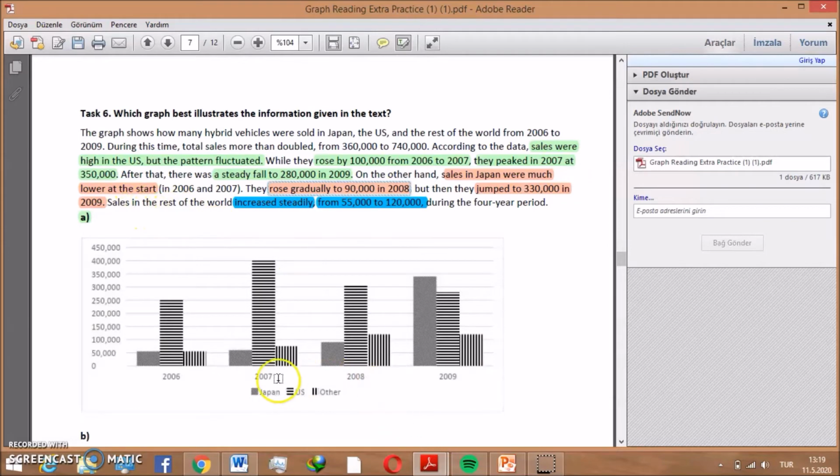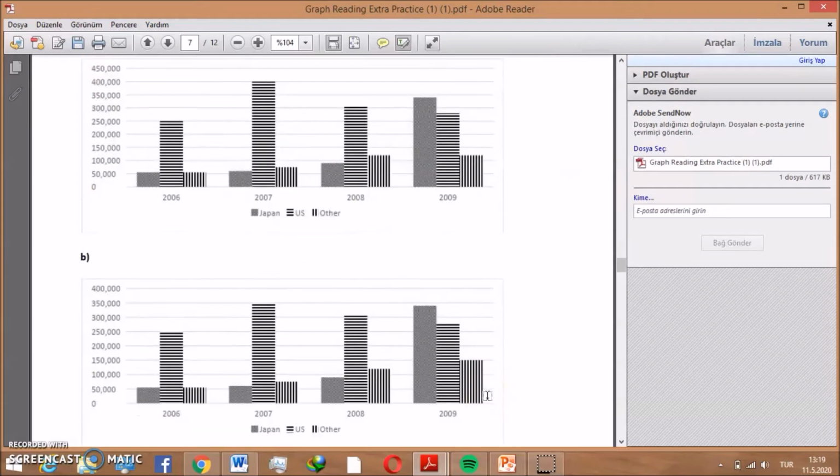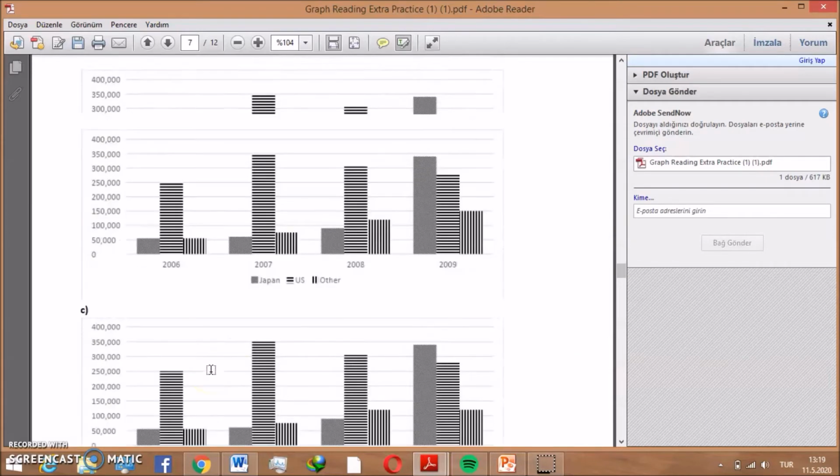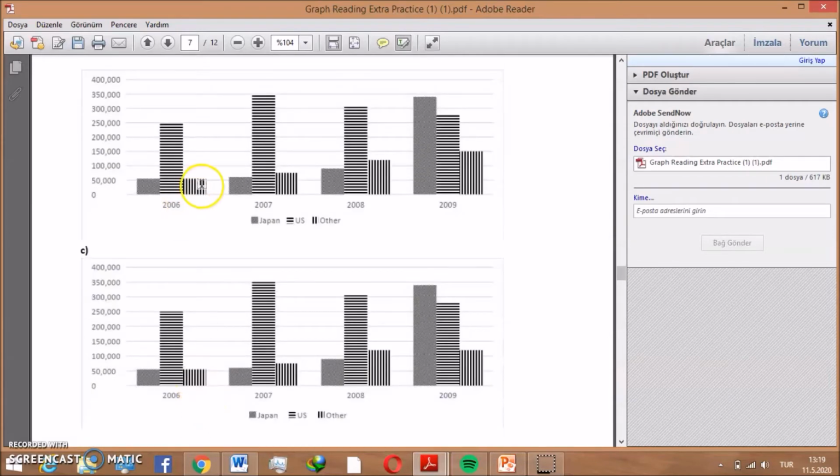Sales in the rest of the world, it means we are going to check the other part, increased steadily from this to this during the 4-year period. It means we need to check 2006 and 2009 because it should be 55,000 in 2006 and it should be 120,000 in 2009. Okay, let's check. So other is vertical lines. It should be 55, but it is not 55 here. Sorry, it is slightly over 50, yes.